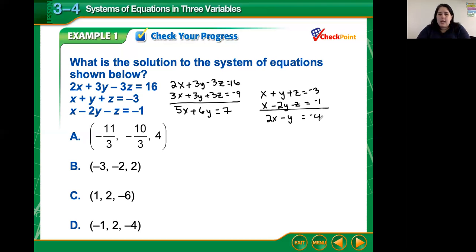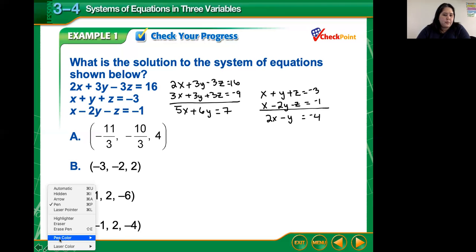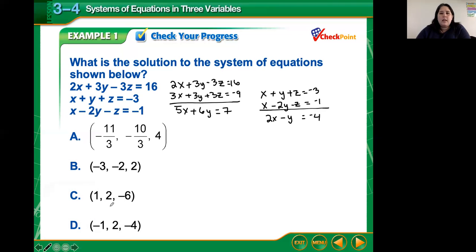So now we're going to eliminate another variable. So let's go ahead and do that in red. By looking at it, I have 5x, 2x, 6y, -y. It's going to be easier to eliminate y. So I'm going to multiply this equation all by 6 to get 12x minus 6y equals -24.